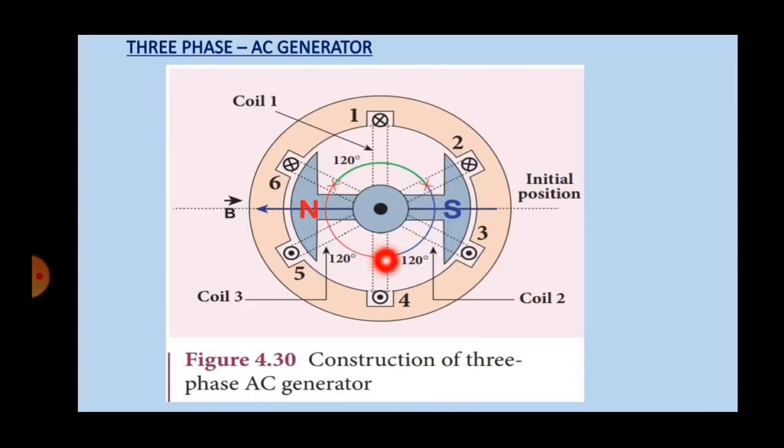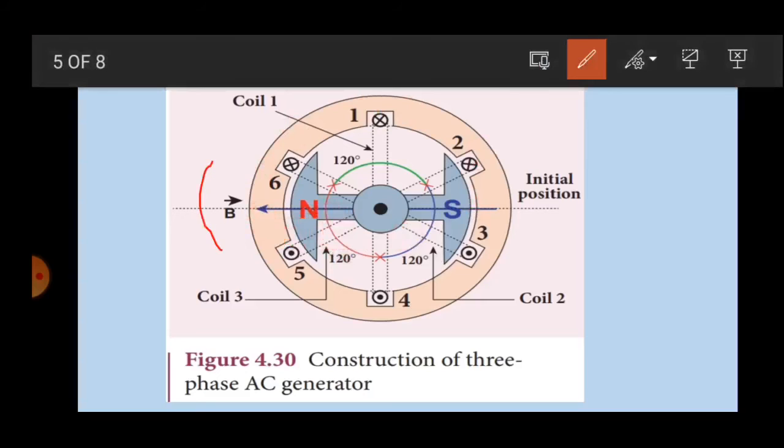Now the field magnet is made to rotate. That means the rotor. Rotor is nothing but a rotating device. So this is a magnetic field in the direction of south to north, because inside the magnet the field lines go that way. Okay, now this magnet is rotating in the clockwise direction.